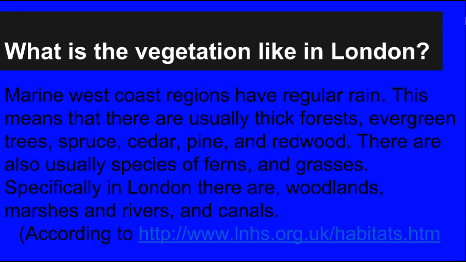What is the vegetation like in London? Marine West Coast regions have regular rain. This means that there are usually thick forests, evergreen trees, spruce, cedar, pine, and redwood. There are also usually species of ferns and grasses. Specifically in London, there are woodlands, marshes, rivers, and canals.